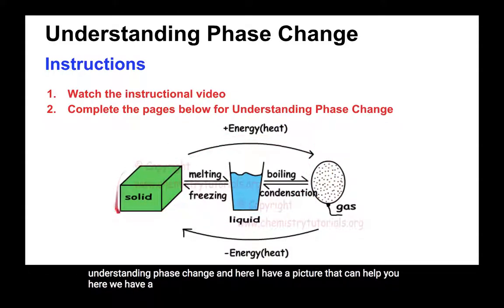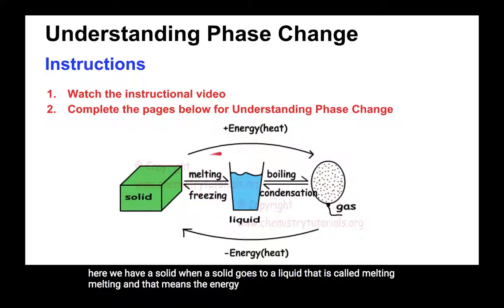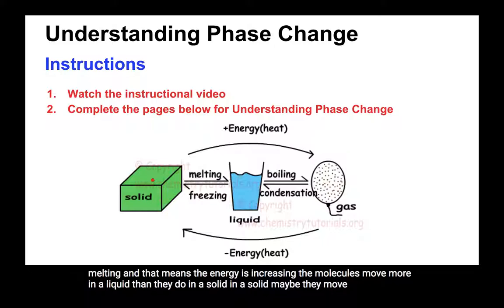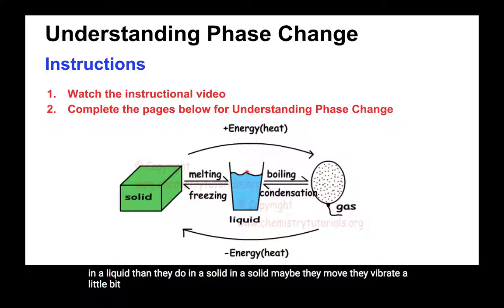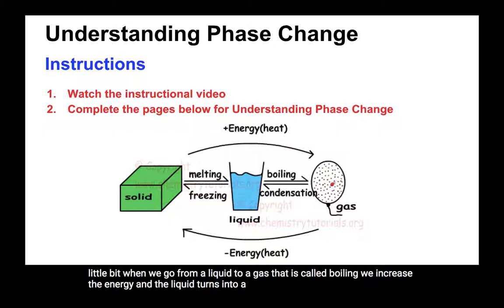Here we have a solid. When a solid goes to a liquid, that is called melting. And that means the energy is increasing. The molecules move more in a liquid than they do in a solid. In a solid, maybe they vibrate a little bit. When we go from a liquid to a gas, that is called boiling. We increase the energy, and the liquid turns into a gas.